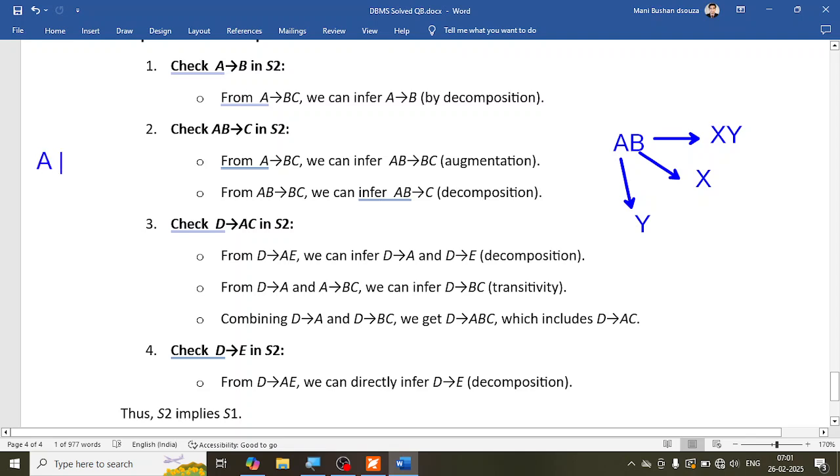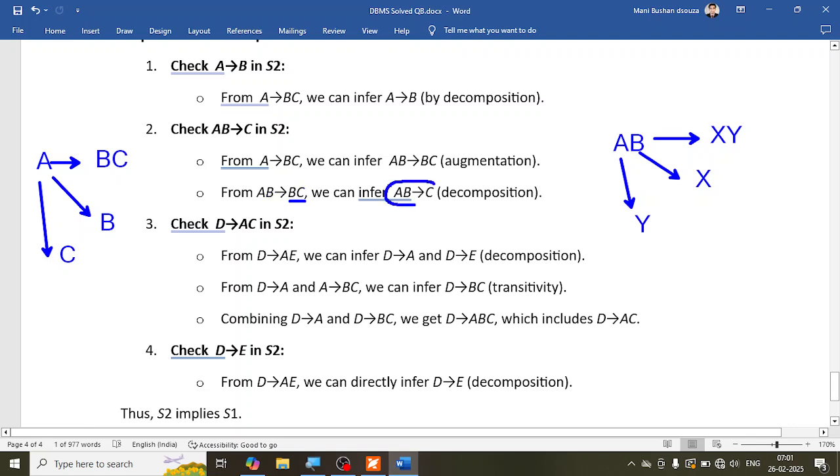So you say A can derive BC. When you say A can derive BC, you are agreeing that A alone can derive B separately, and A can derive C. In the same analogy, AB derives XY: AB can derive X separately, AB can derive Y separately. Now, instead of XY, let's say AB derives BC. So I can say AB can derive B as well as AB can derive C.